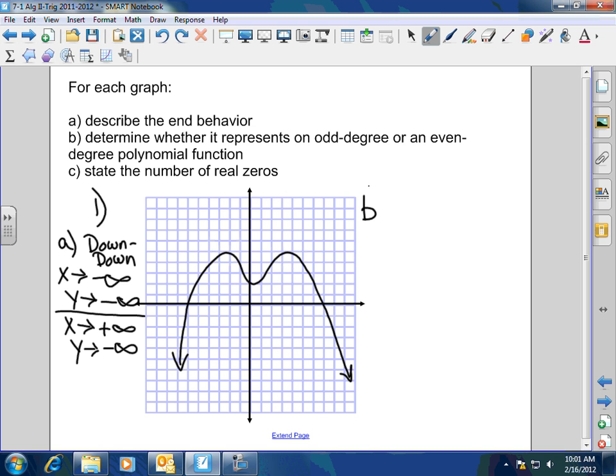Okay, so B. Is this going to be an odd or an even? It's going to be an even, absolutely. And you can even tell me what is the sign of the leading coefficient here. It's going to be negative. Very good. And last but not least, how many real zeros do I have here? This guy and this guy. So I got 2. Does that make sense? Pretty simple, no?